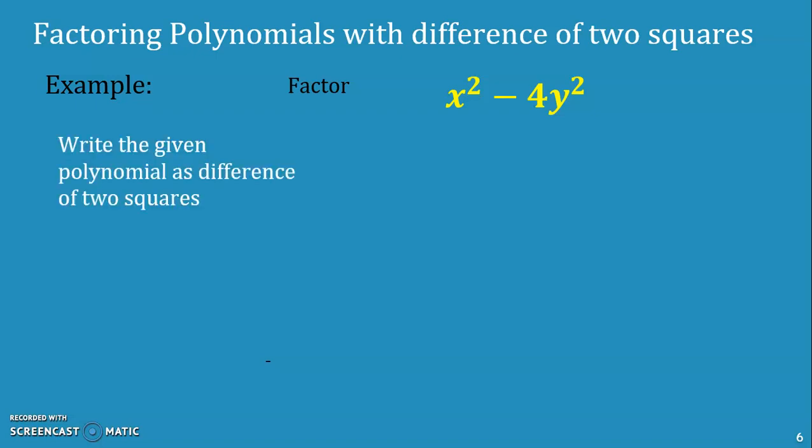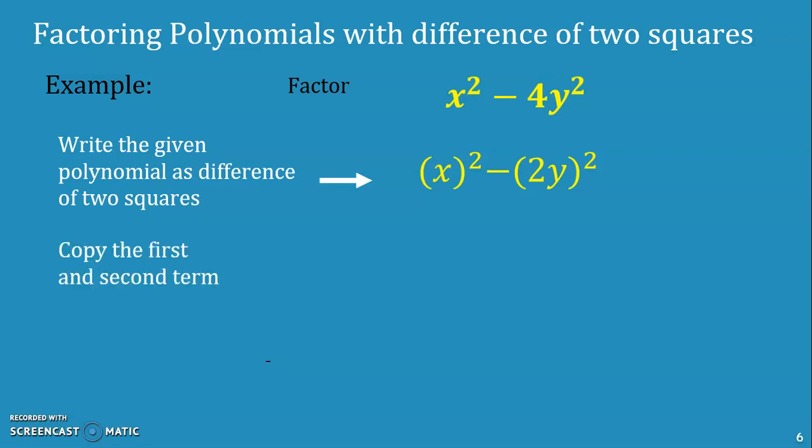So, first step natin, write the given polynomials as difference of 2 squares. At tulad kanina, isusulat natin siya as difference of 2 squares. So, ito yung first term natin. Ito yung second term, the square of the first and the second term. Next, copy the first and second term. Katulad kanina, yung sum and difference ng first and second term.